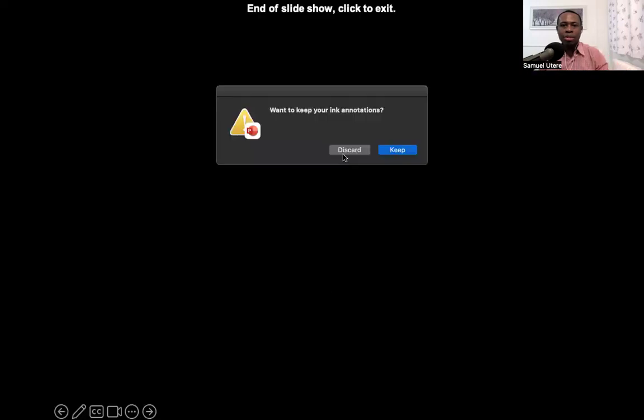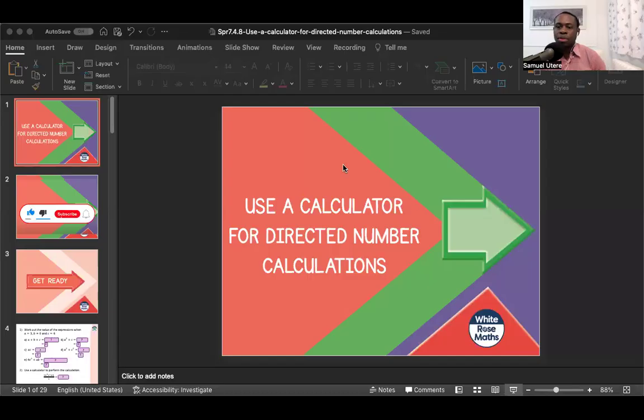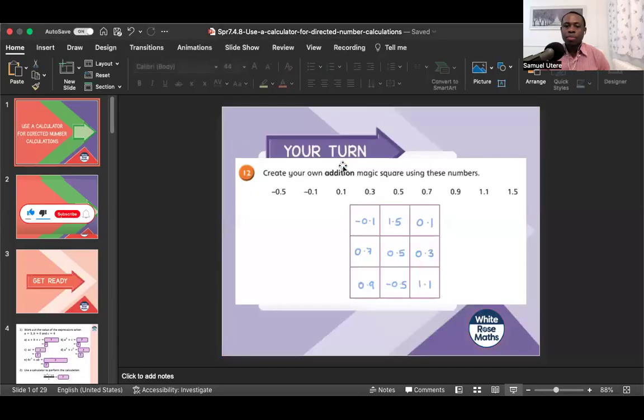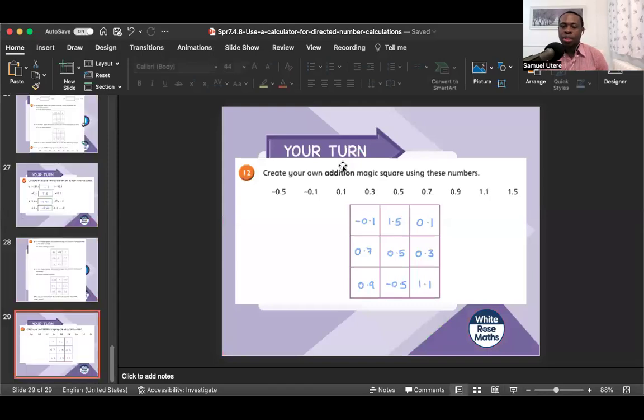And that brings us to the end of our lesson. So what we've learned so far is how to make effective use of your calculator to do directed number calculations, giving really careful attention to where you use brackets to make sure your order of operations are correct. And you extended your learning to include using directed numbers for linear sequences and for geometric sequences, even looking at challenging cases.